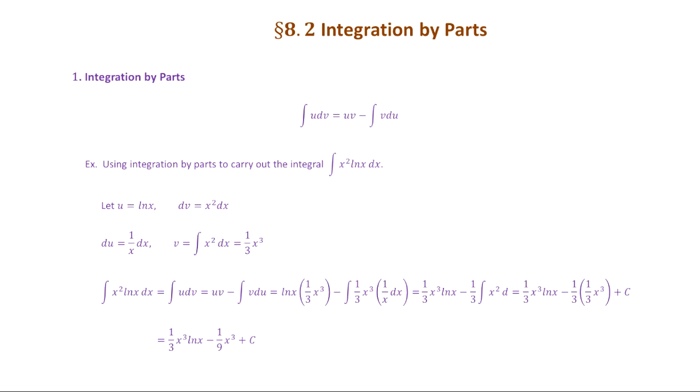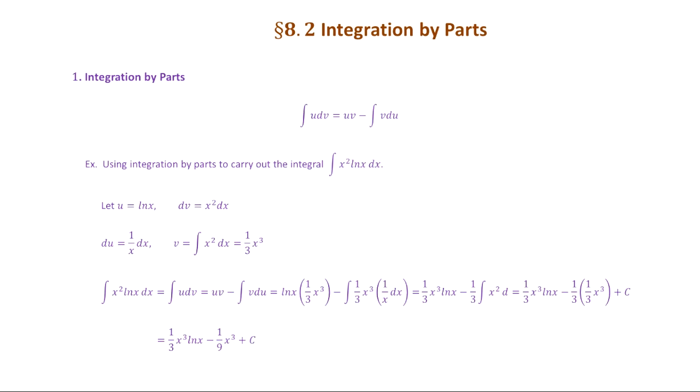Now, in the second term, the integral, you can simplify this a little bit by canceling x in here. So you're left with x squared. And you can take out 1/3 from the inside of the integral. So that becomes 1/3 x cubed ln x minus 1/3 times the integral of x squared dx. It's not d, it's dx. It's a typo on here.